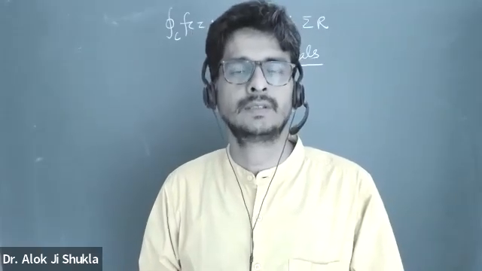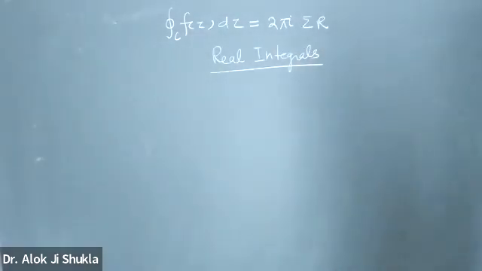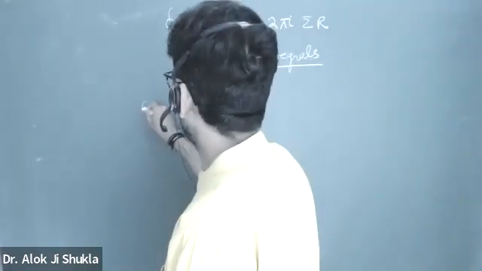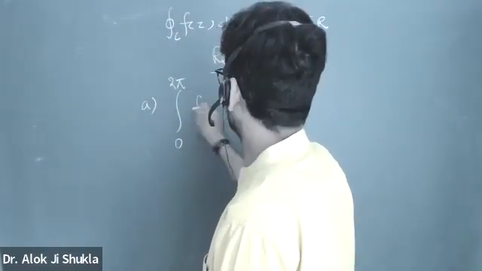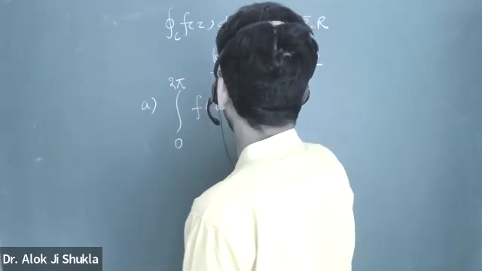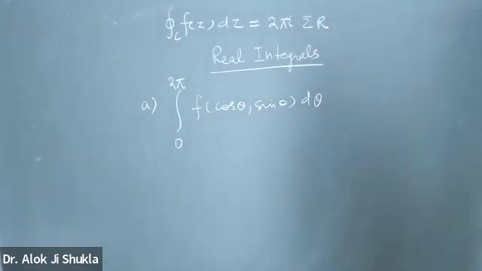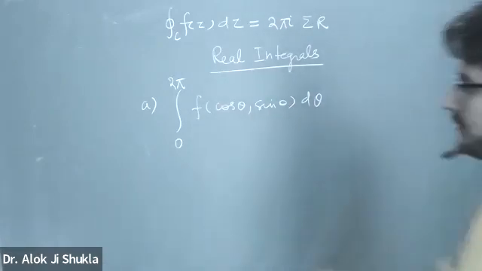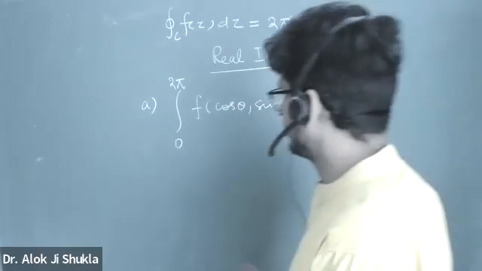So the issue is, can we solve that real integrations using complex integration? Okay, so this I will discuss case by case. The first case is that if we have some integrals like this, 0 to 2 pi, some function of cos theta and sin theta d theta. That means if the limit is 0 to 2 pi and you have some function of cos theta or sin theta, then we can handle it using contour integration.